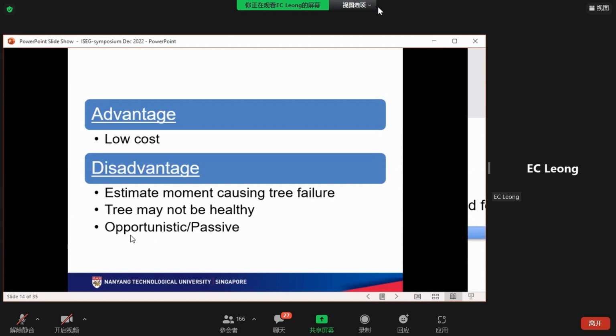So this approach is more opportunistic. We have to wait for the storm to occur, which is not planned. We do not know when it will occur or whether it will occur at all. It's a passive approach. All we can do is sit and wait for these events to occur.